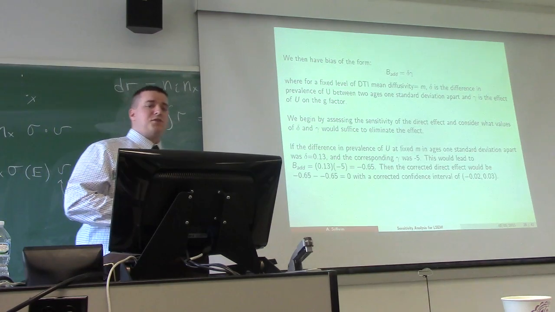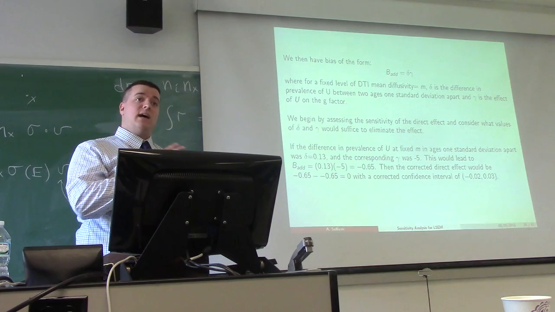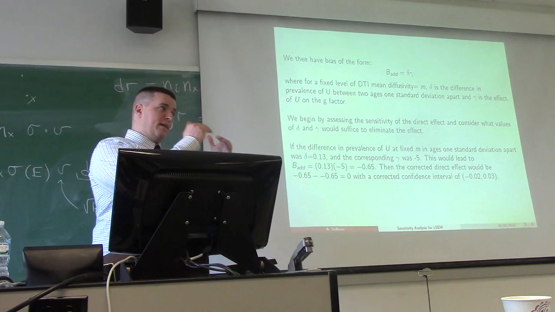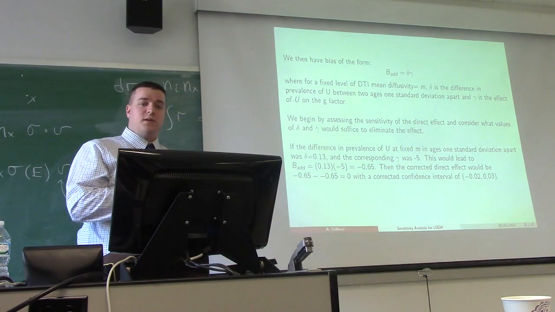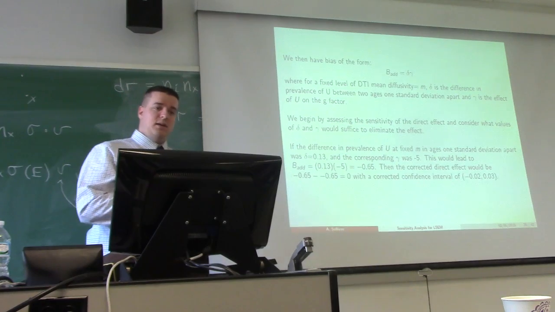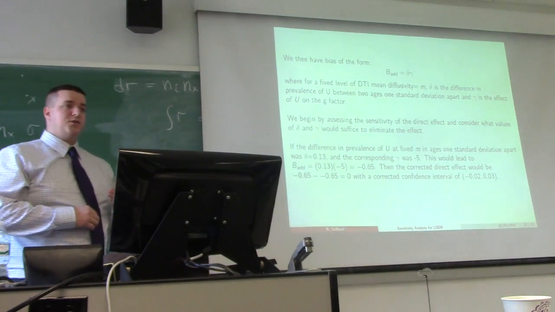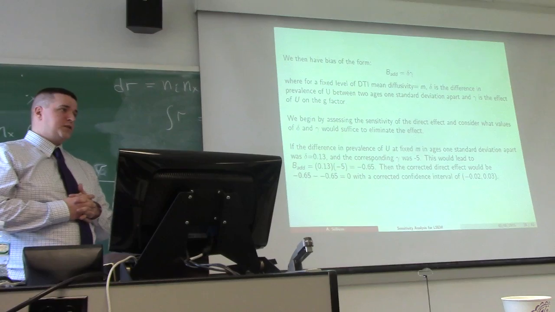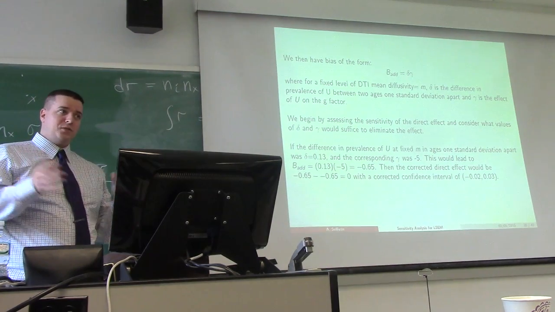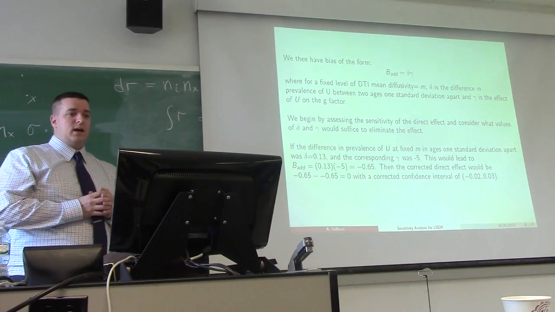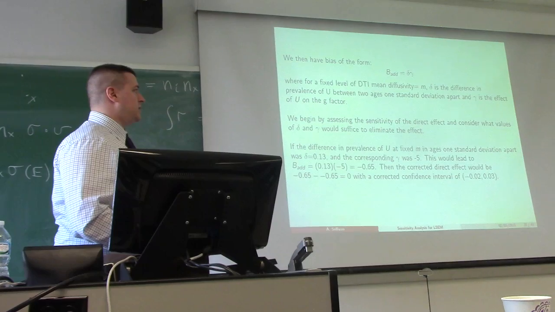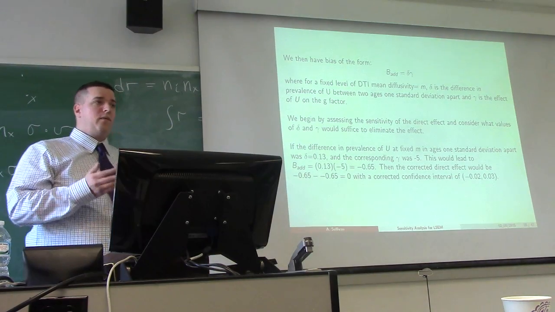And so what we need is two people that have the same DTI mean diffusivity levels. They need to have those same levels, so you fix those. Then what you want to look at is the difference in prevalence between two ages that are one standard deviation apart. That really depends on the data set, how wide the range of values is for your data. And gamma, again, is the much easier one. That's just the effect of U on the outcome.